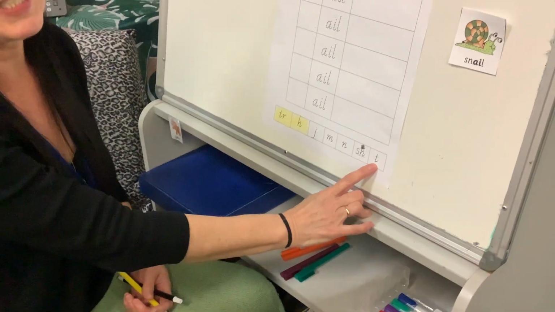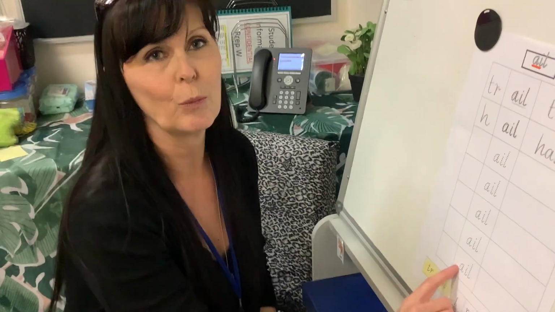And our last one is this one, the letter T, making the T sound. And when we add it with AL, we would have tail. Okay? Our dog wags the tail.